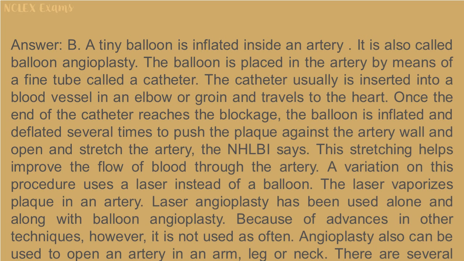It is also called balloon angioplasty. The balloon is placed in the artery by means of a fine tube called a catheter. The catheter usually is inserted into a blood vessel in an elbow or groin and travels to the heart. Once the end of the catheter reaches the blockage, the balloon is inflated and deflated several times to push the plaque against the artery wall and open and stretch the artery, the NIH says. This stretching helps improve the flow of blood through the artery.